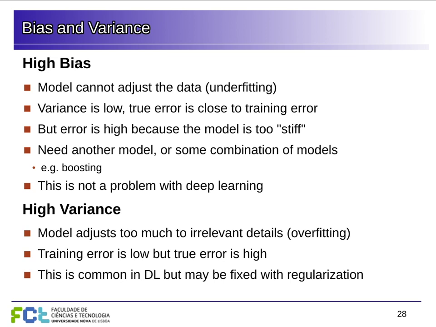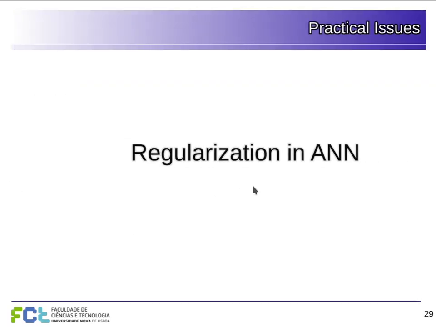So first we must make sure that our model can adjust, can fit the training set. And this will generally lead us to high variance problems. Our model can adjust the training set, but too much, and it gives too much importance to irrelevant details, so it cannot generalize. And this is what's common in deep learning. But we can fix this with regularization.